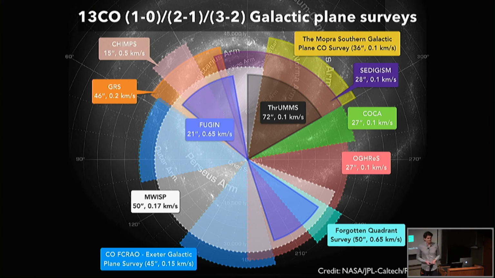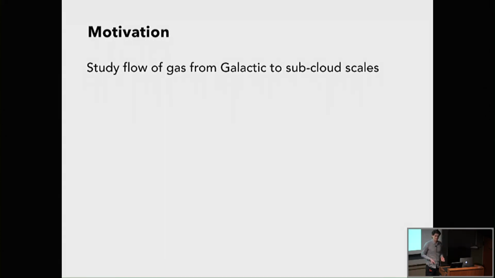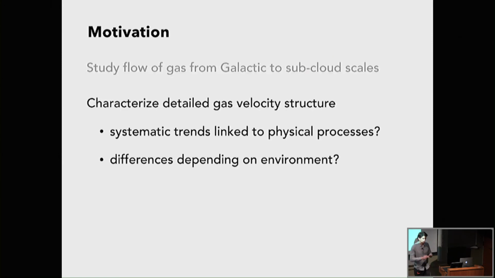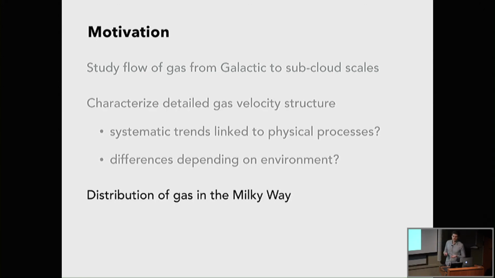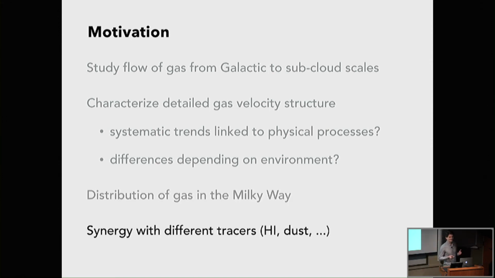There's obviously many things we can do, and the questions I'm most interested in are: we want to follow the gas flow from galactic to subcloud scales, and we want to characterize the detailed velocity distribution. We're also very interested in generally the distribution of 13CO in our Milky Way, and we want to make synergies with different ISM traces, for example, dust emission.